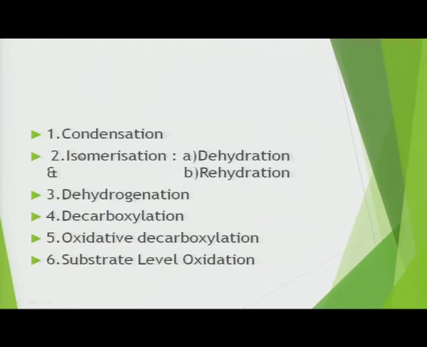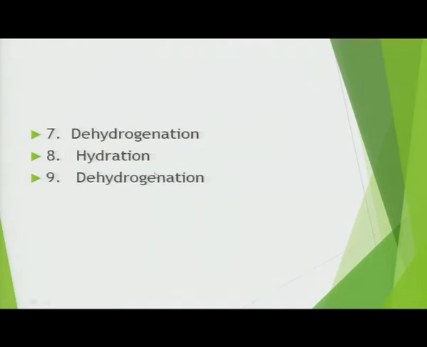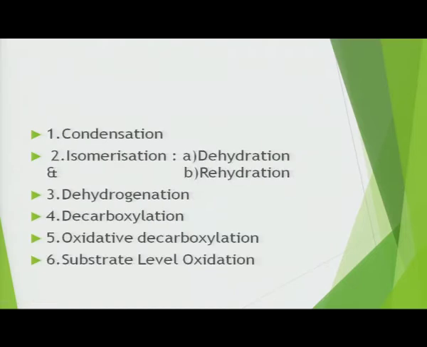These are the different steps of the Krebs cycle. First, condensation, second one isomerization, third one dehydrogenation, fourth one decarboxylation, fifth one oxidative decarboxylation, sixth one substrate level oxidation, seventh one dehydrogenation, eighth one hydration and ninth one dehydrogenation. After the dehydrogenation, the product will be formed, that is called oxaloacetic acid. Now, one by one, how these steps are going on.